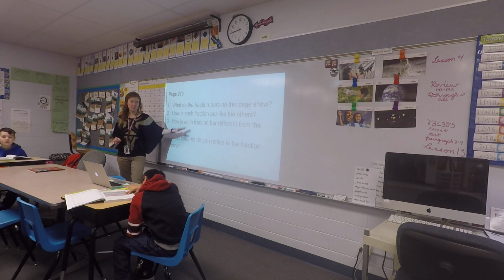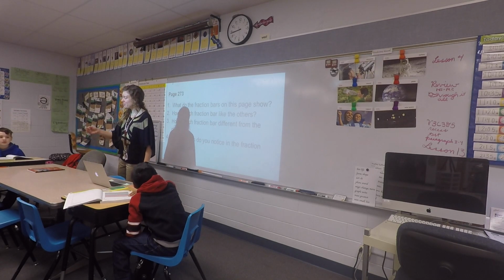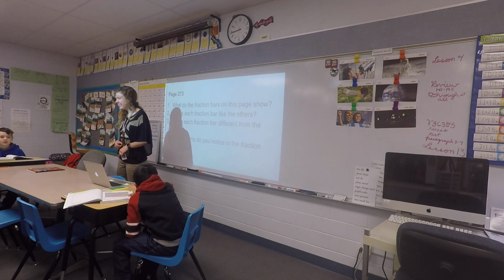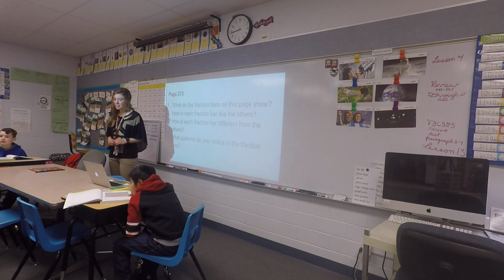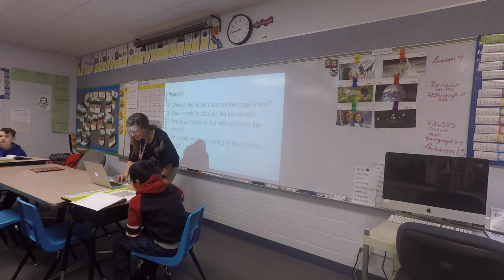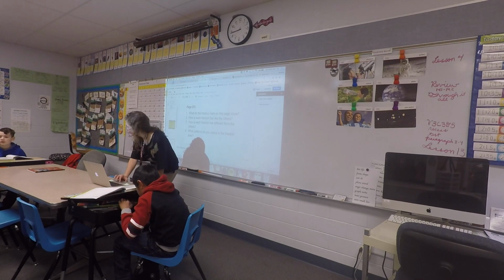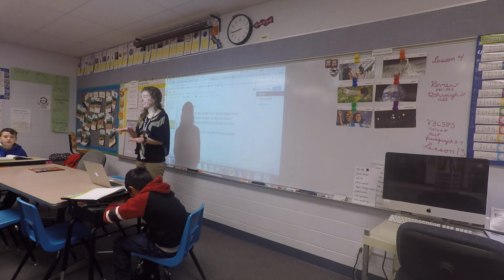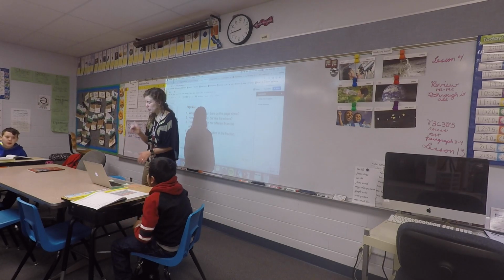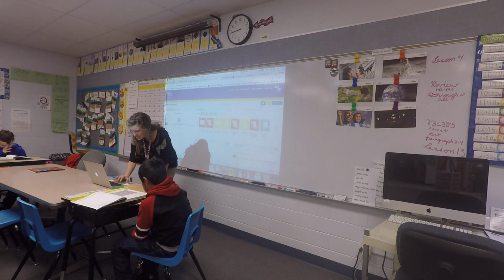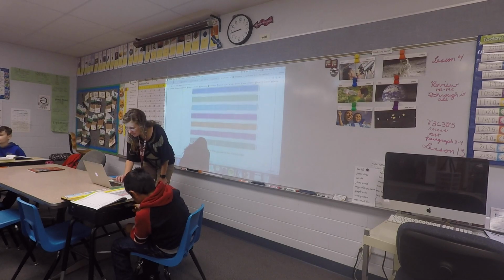How is each fraction bar like the others? 4. They all have the same length. Can you show me agree or disagree? Did you guys say that? Agree or disagree? I think our group said that. We talked about how they're all the same length. Look at them.